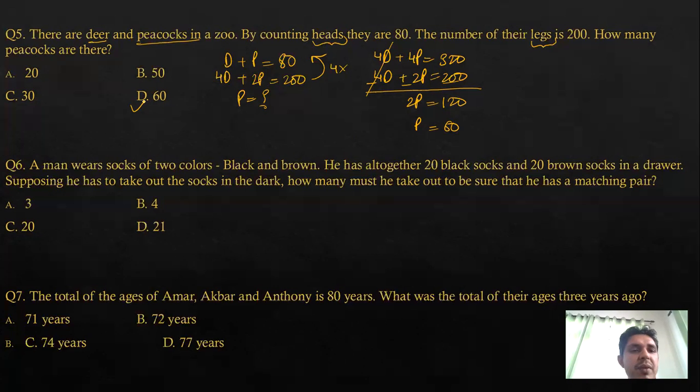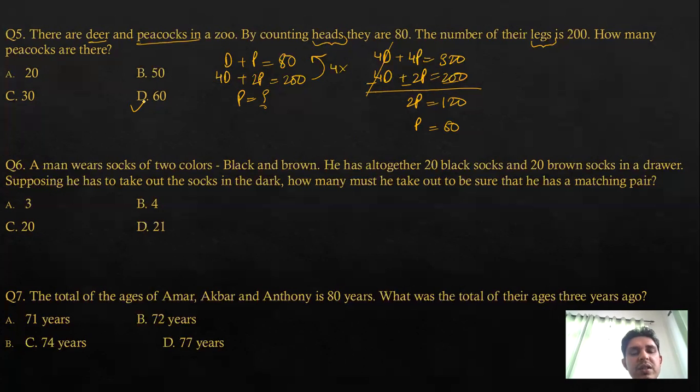The question is like, a man wears socks of two colors, black and brown. He has altogether 20 black socks and 20 brown socks in a drawer. Supposing he has to take out the socks in the dark, how many must he take out to be sure that he has a matching pair?